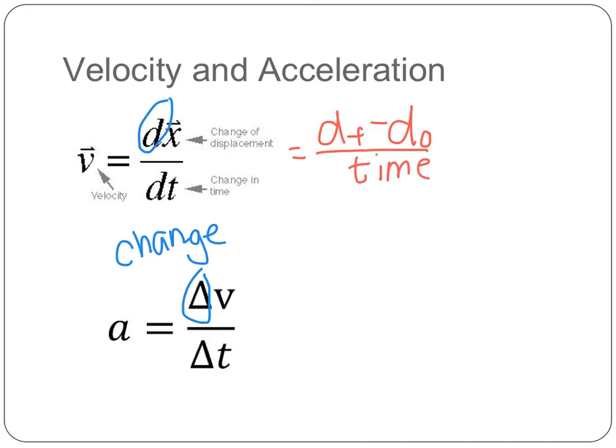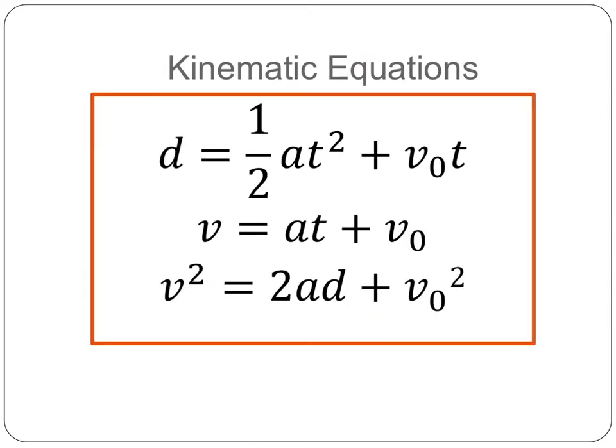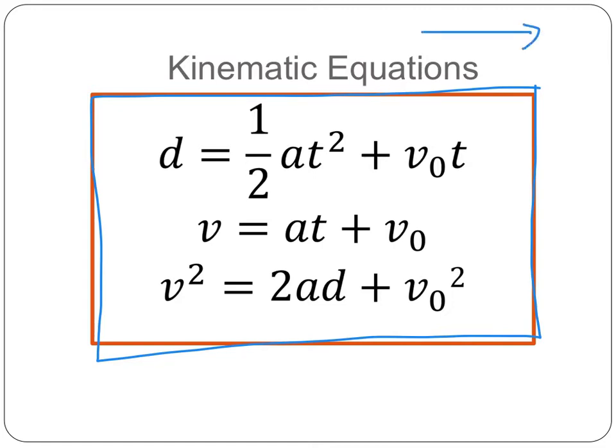Our acceleration equation is very similar. We have our final velocity minus our initial velocity over our time. Our kinematics equations are related to our velocity and acceleration equations, however we combine them in different ways. So here's the most important slide. These are our kinematic equations, okay? These are the three equations we will be using in our horizontal direction and our vertical direction. Today we'll be only talking about our horizontal direction. So let's talk about them.